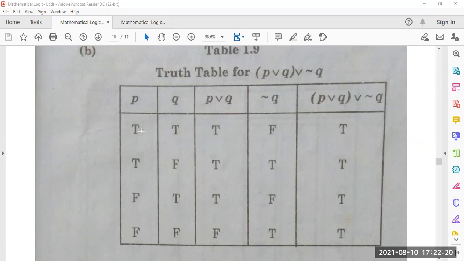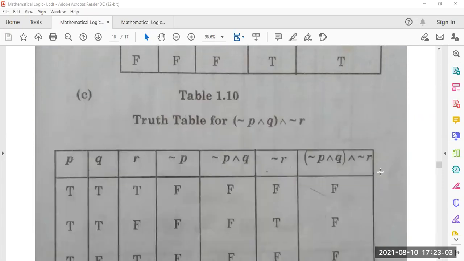Now P or Q. P or Q means if at least one T is there, then the result is T. Both are T, so the result is T. One of these is T, result is T. One of these is T, result is T. Both are F, so the result is F. Now this and this: if one of these is T, then it is T. T, T, T, T. So lastly we got all T. Is it understood? Yes, sir.